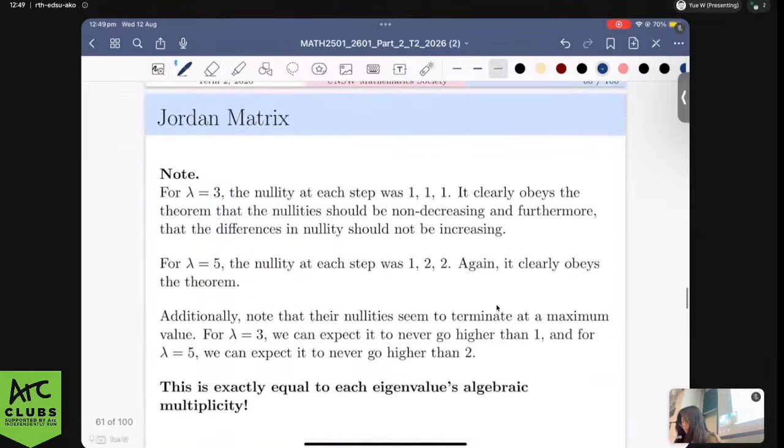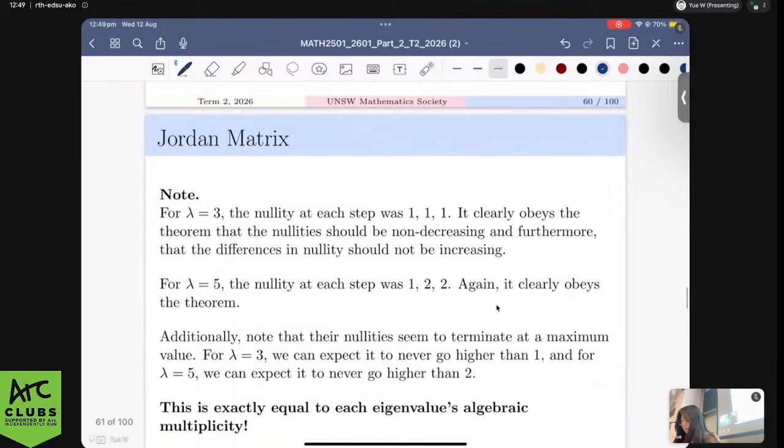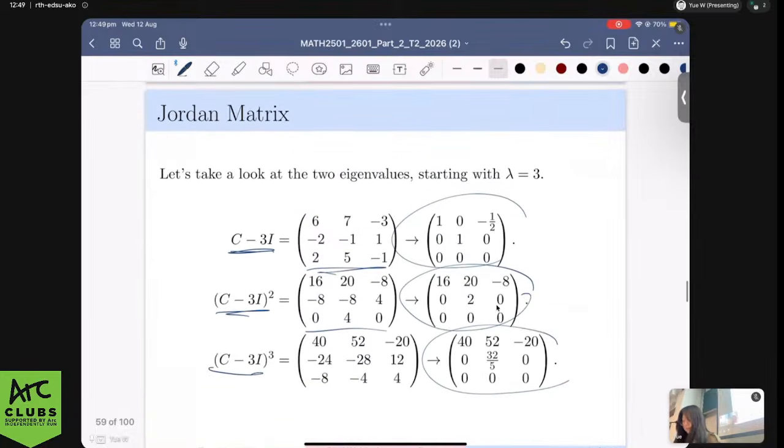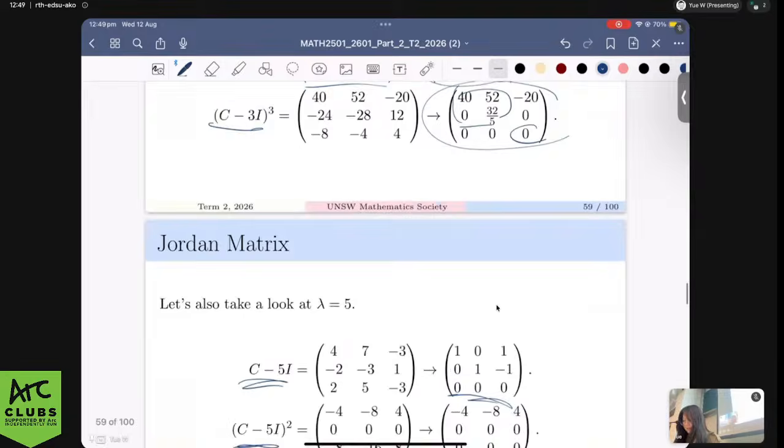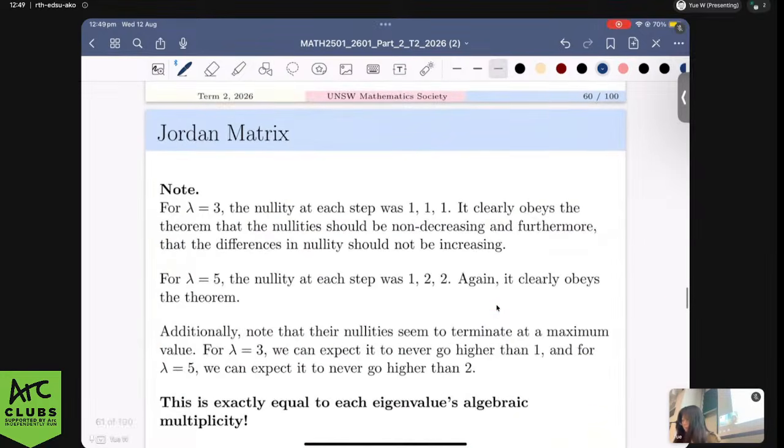Okay, so note here that for lambda is equal to 3, the nullity at each step was 1, 1, 1. And you can see from here, because the rank is 2, you're just left with this, and then same here, and same here. So this clearly obeys the theorem that nullity should be non-decreasing. And we also know that the differences in nullity should also not be increasing, right? Because the difference between ones is just 0. So that satisfies that property.